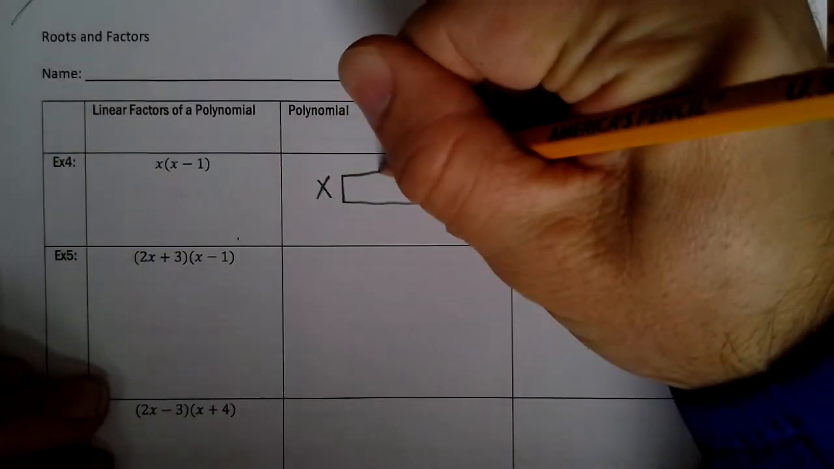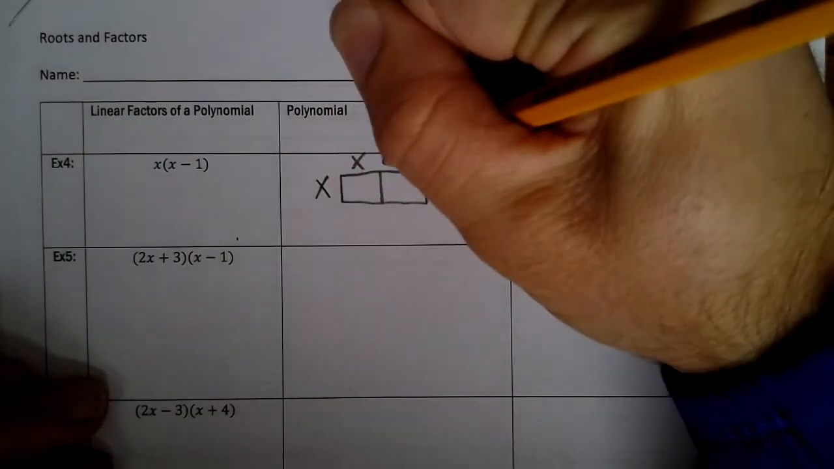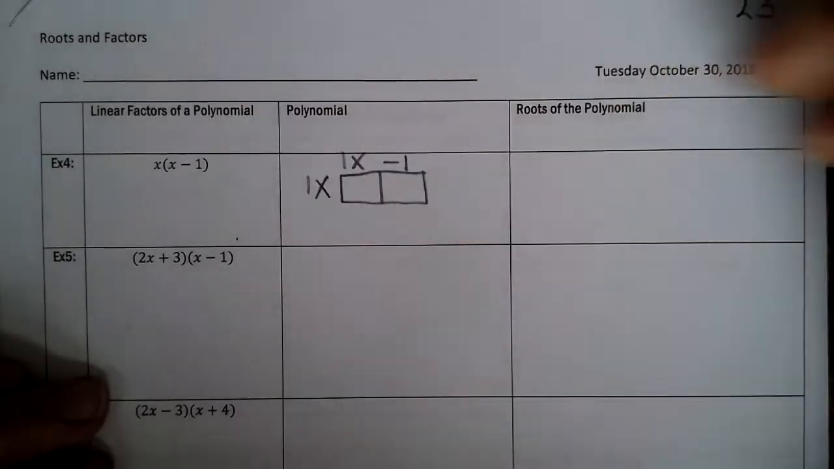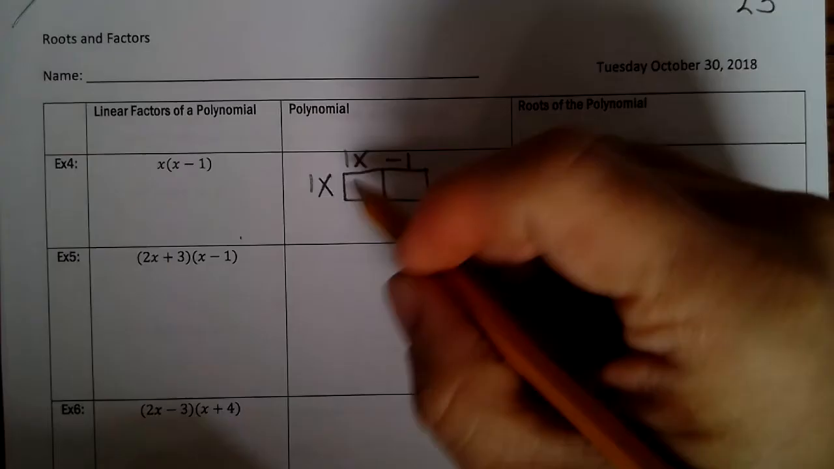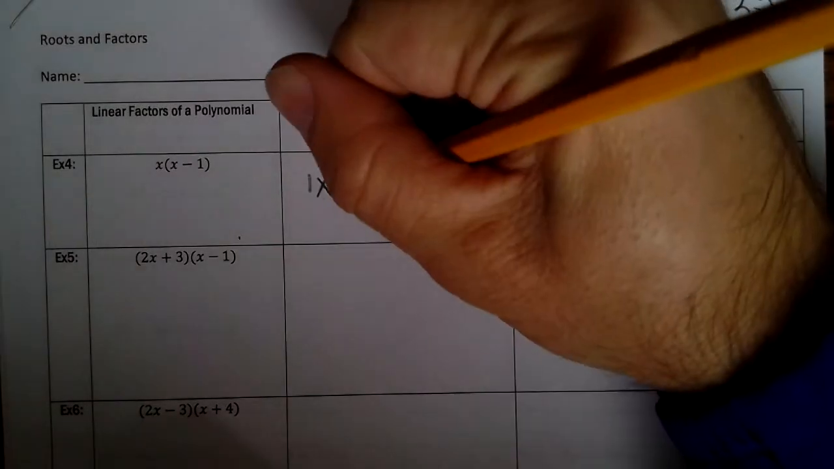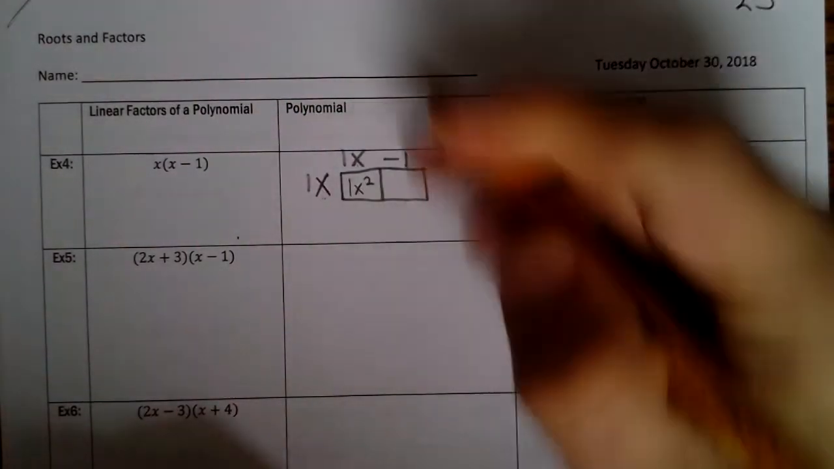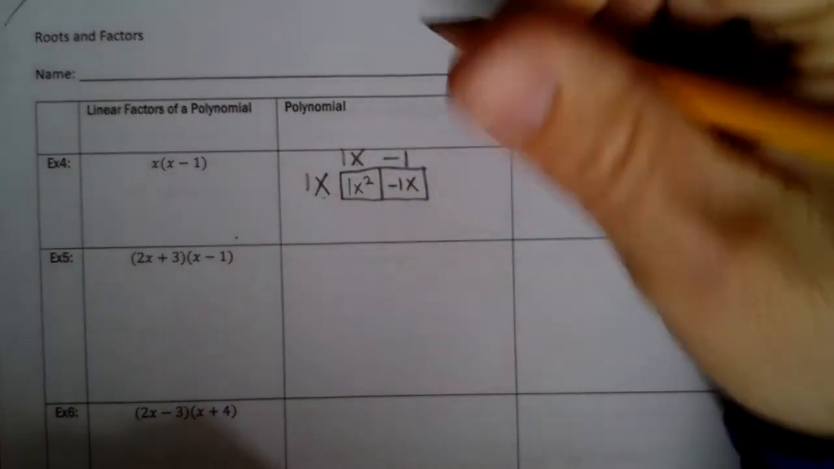I'm going to put a 1 here, 1 here. So 1x times 1x is 1x squared. And then 1x times negative 1 is negative 1x. So your polynomial is 1x squared minus 1x.